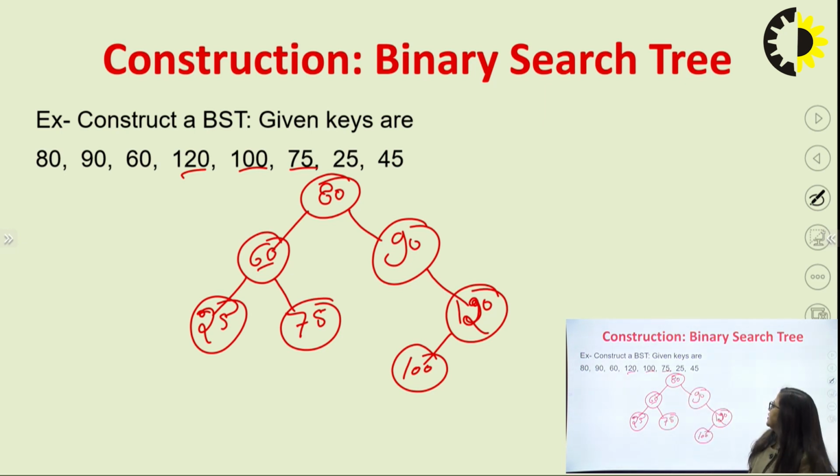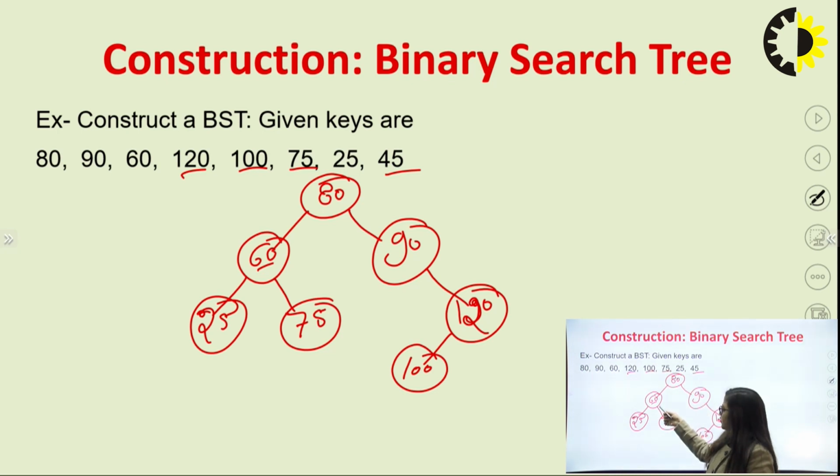Same thing. Next number is 45. Where will 45 come? Check again the main node, that is 80. Decide whether it goes left or right. 45 is less than 80, so move to the left direction. Then at 60, it is also less than 60, so move again to the left direction. Now check 25: is 45 less than 25? No. So it moves to the right direction of 25.